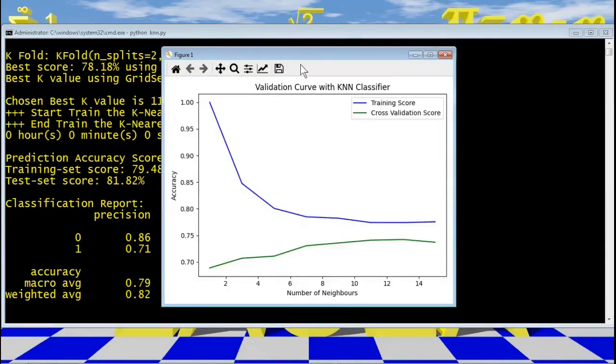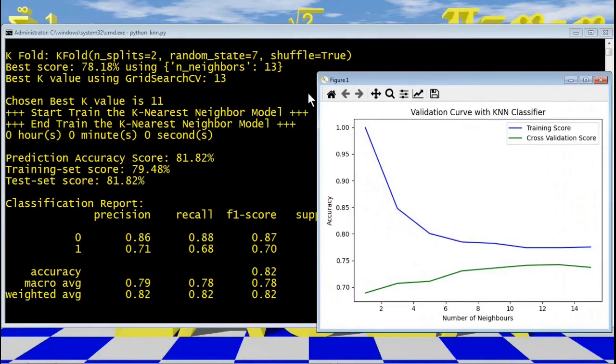Next, it will fine-tune the value of k using the grid search CV, and it displays the best score of grid search CV, which is 78.18% with a k value of 13. The chosen best k value is 11.